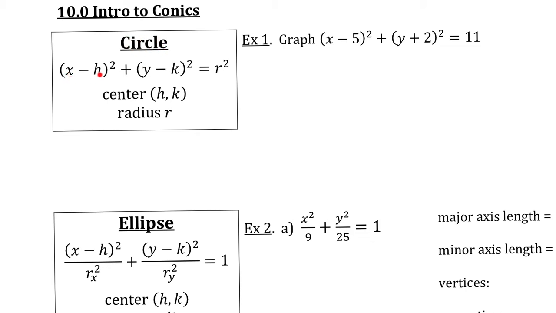Standard form is (x minus h) squared plus (y minus k) squared equals r squared, where the center is (h, k) and the radius is r. So if I look at example 1, this is already in standard form. The center of this is (5, negative 2). The radius squared is equal to 11, which means the radius is equal to the square root of 11. And I'm going to go ahead and sketch my graph.